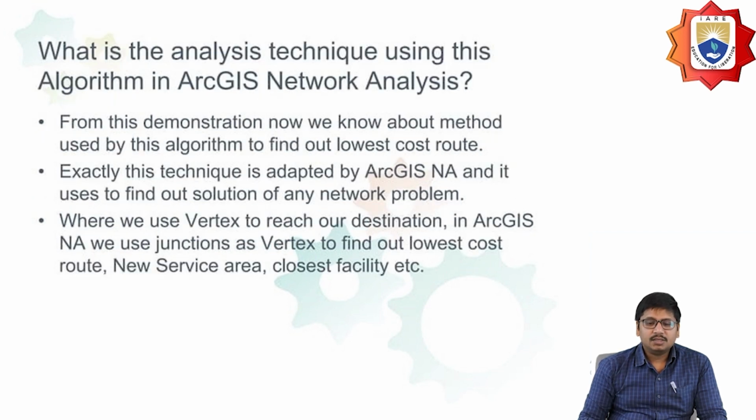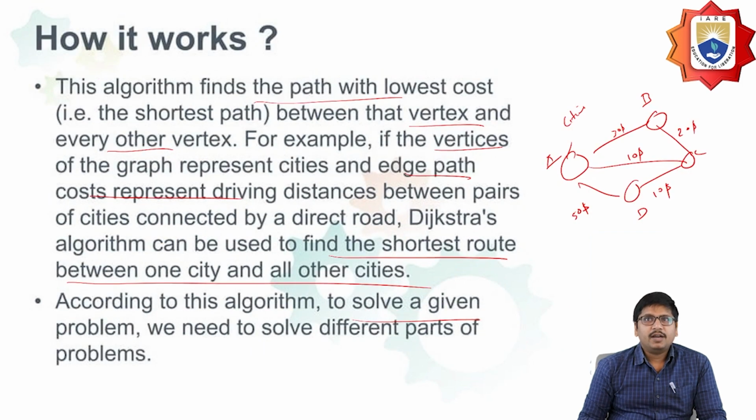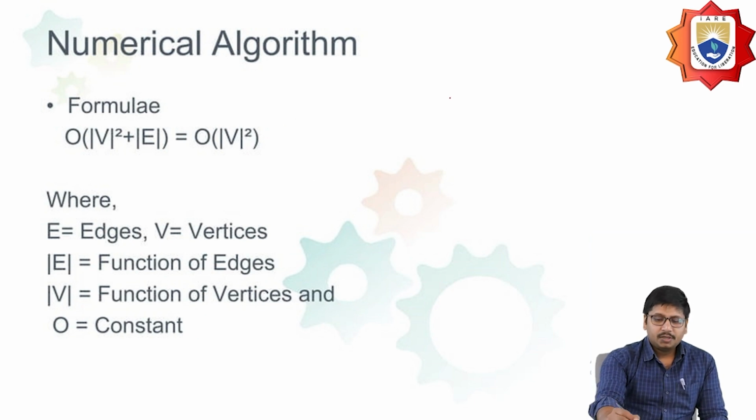So this analysis technique uses an algorithm in network analysis. This is the way of finding it, the Dijkstra's algorithm. Dijkstra's algorithm was invented by the computer scientist Dijkstra in 1956, and it is a graph search algorithm that finds the single source shortest path, and this algorithm is used in routing and other graph algorithms also. This algorithm finds the lowest cost between a pair of vertices, and according to this algorithm we can solve different kinds of problems also. And this is the formula I'm going to follow here.